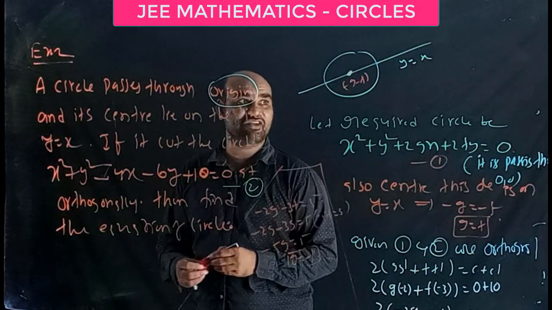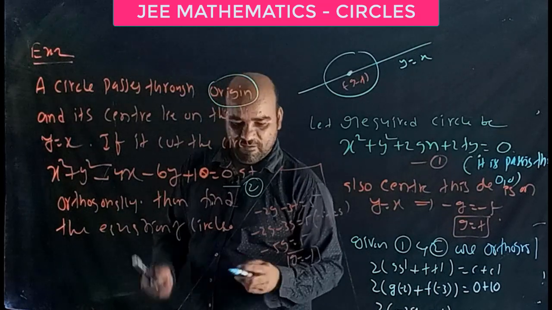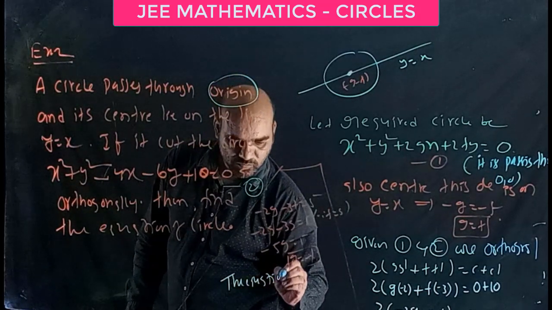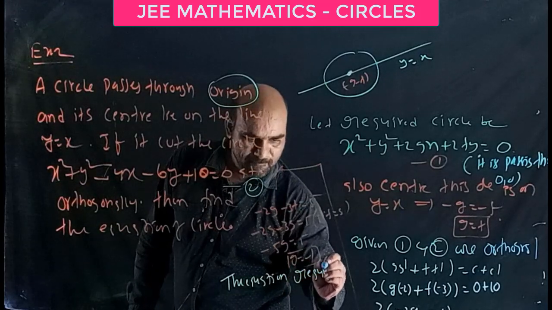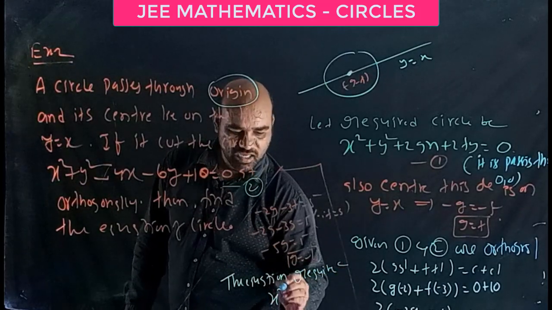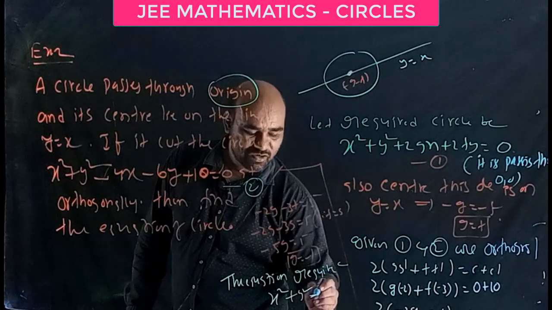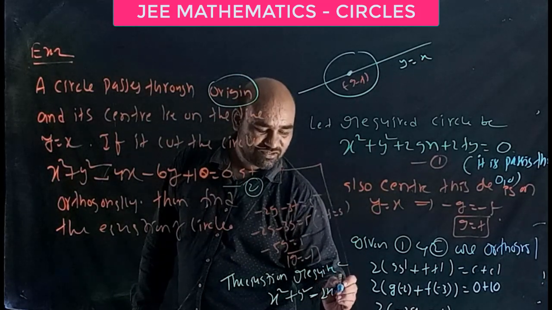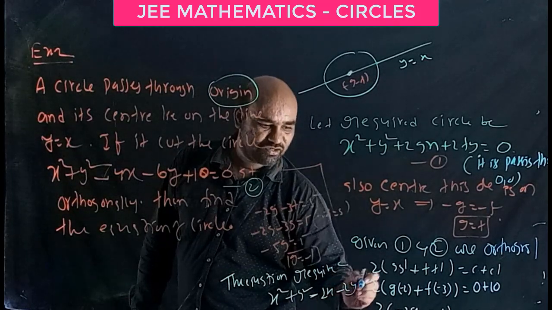Therefore the equation of the required circle: x square plus y square minus 2gx, g means 1, no? Minus 2x, minus 2y equal to 0.